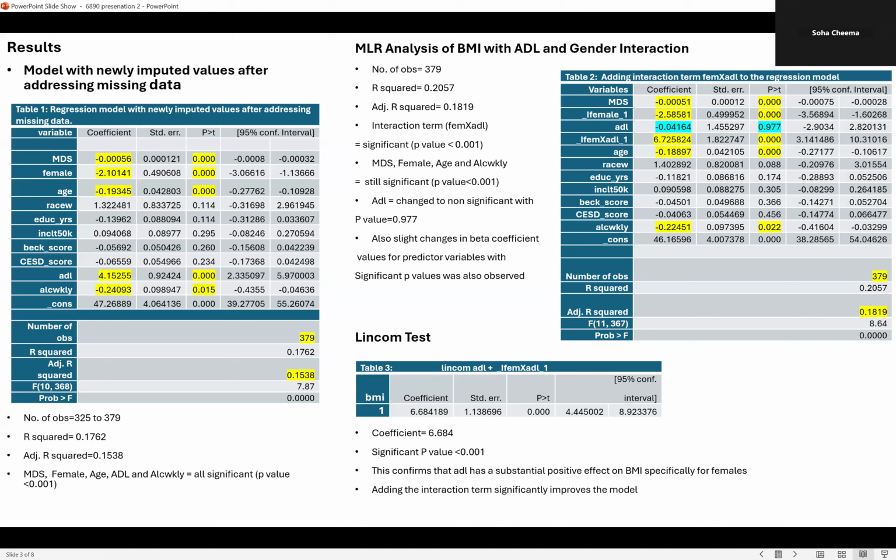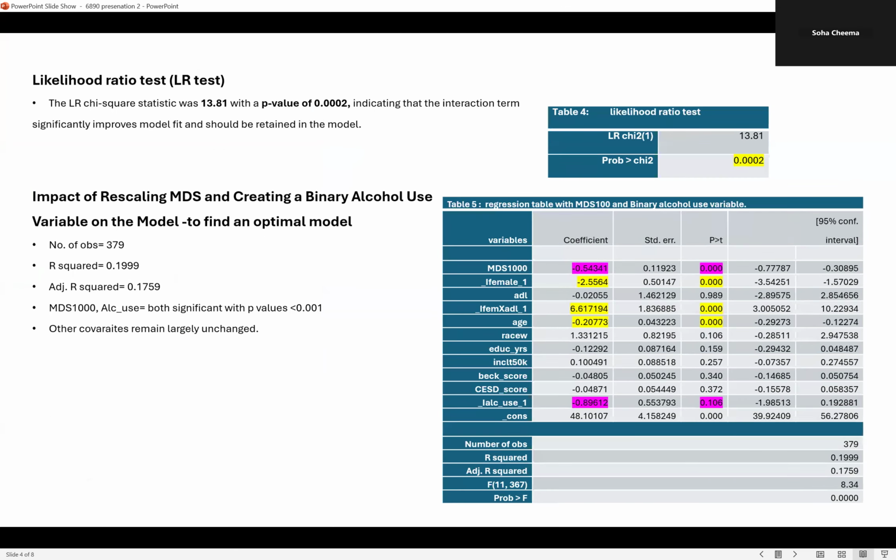Then we also performed a Lincom test and it shows a significant p-value. This confirms that ADL has a substantial positive effect on BMI, especially for females, so adding the interaction term significantly improves the model. We also performed a likelihood ratio test, which gave a chi-squared statistic of 13.81 and a p-value of 0.0002, indicating that the interaction term significantly improves model fit and should be retained in the model.